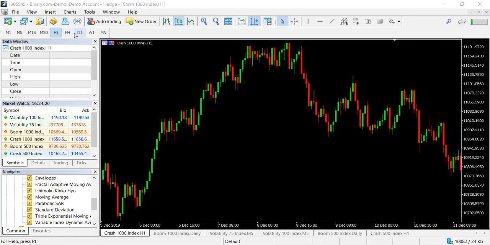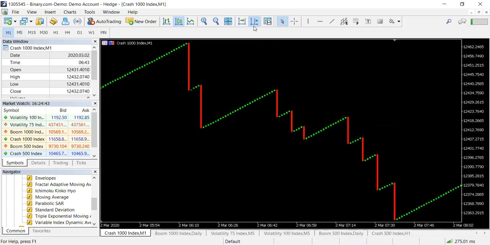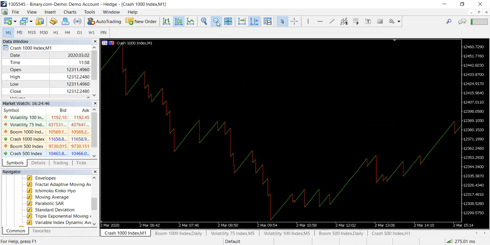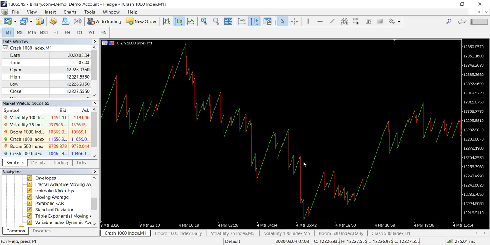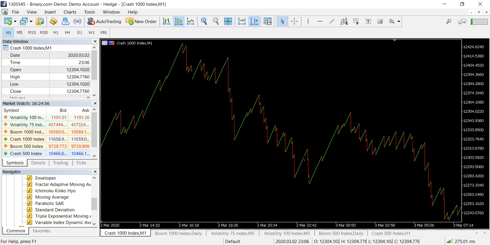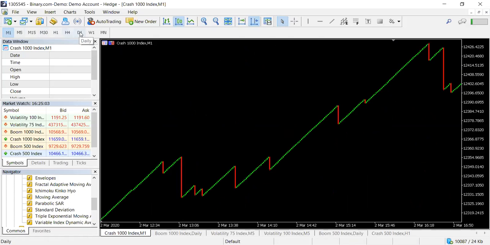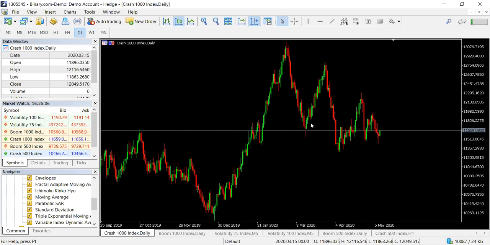Order blocks work in all time frames, from monthly to weekly to daily to 4 hour to 1 minute. It depends on what types of markets you are trading. But because this is boom and crash, it spikes. So if you go to the 1 minute time frame, it will be very difficult to identify the order block here. The better approach is to go to a higher time frame so that you see it clearly. Let me just start from daily.